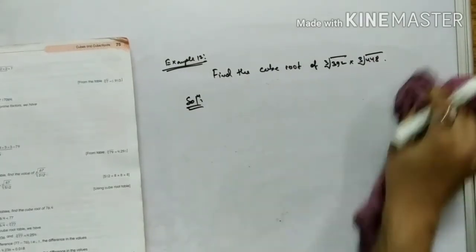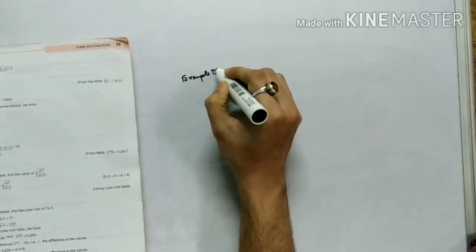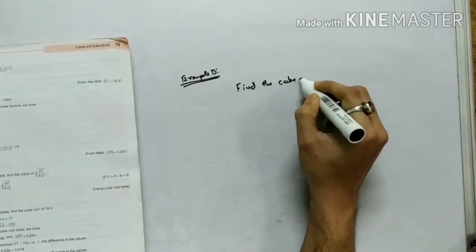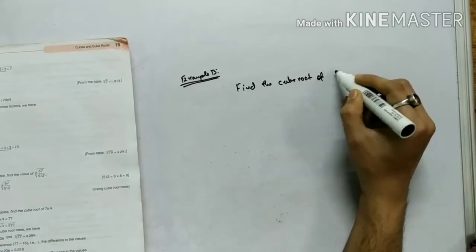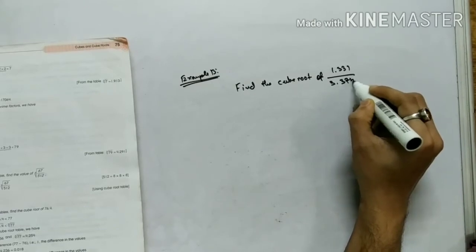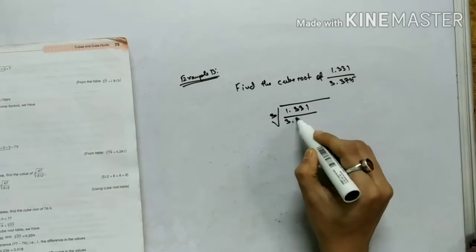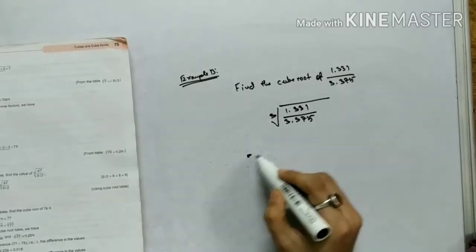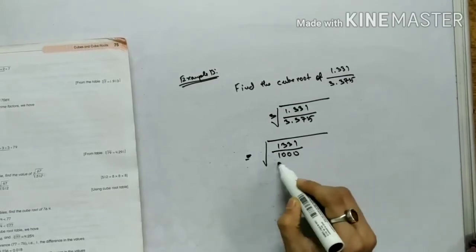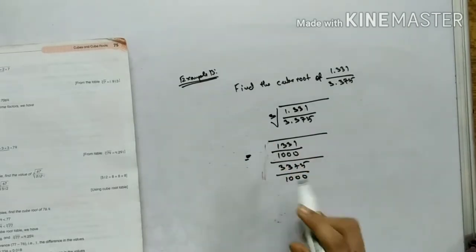Okay. So next, example number 13. Find the cube root of 1.331 by 3.375. So therefore the cube root of 1.331 by 3.375 is equal to, I can write as 1331 by 1000 by 3375 by 1000. Write the cube root properly.